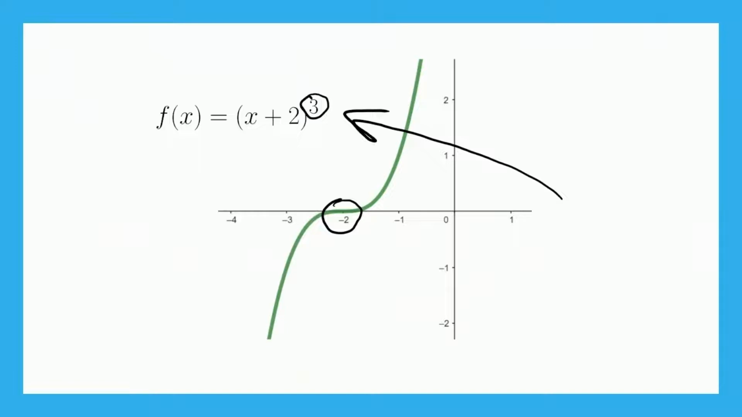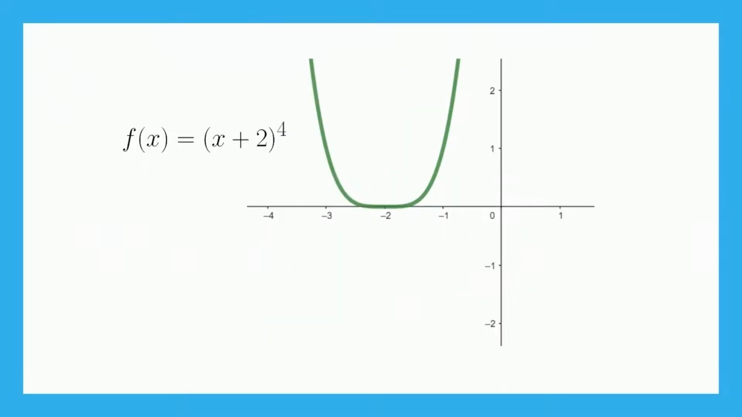Now, what do you think will happen if we change this 3 right here to a 4? Now, all of a sudden, our graph does not cross the x-axis. It remains positive, that is, above the x-axis in the entire graph. So we still have a 0 or a root or an x-intercept of negative 2, but now this is a 0 of negative 2 with a multiplicity of 4.